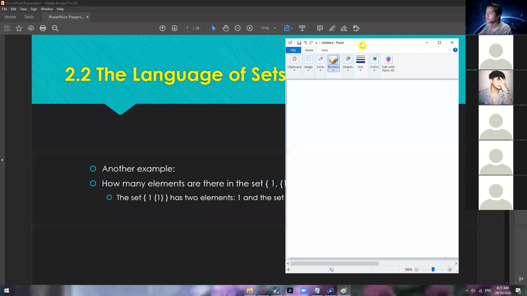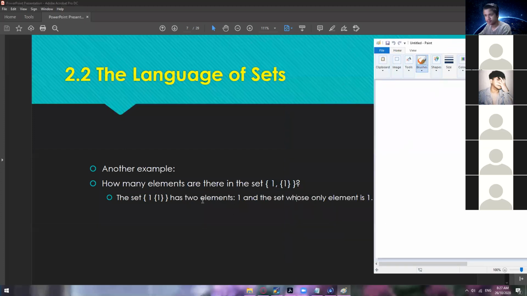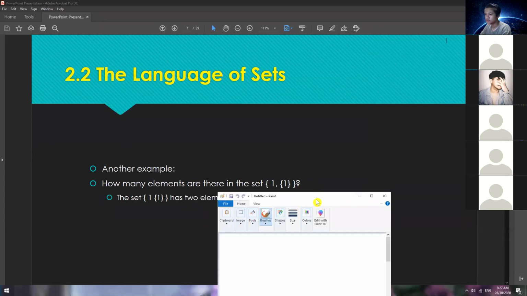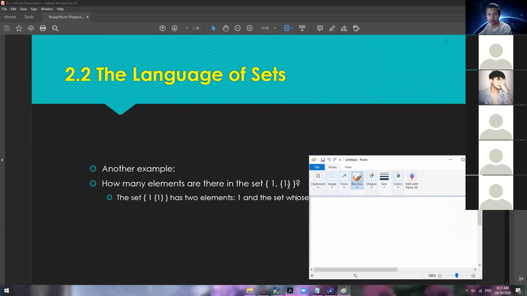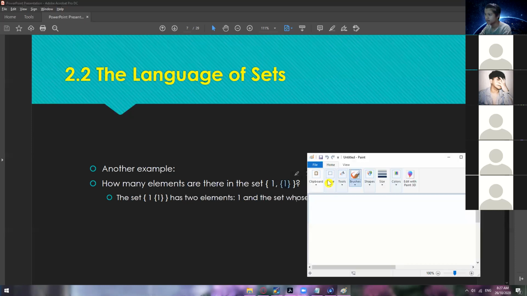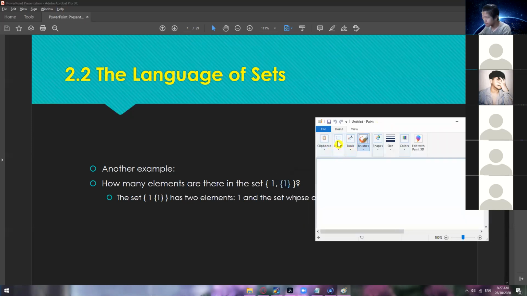So another example is how many elements are there in the set of this? How many elements? Two, sir. So this one contains 2 elements. Okay, that's correct, Miss Cario. So this one is already an element, and then this one is also an element. So you can think of a set as a box. So this is the box. Ito na yung first curly bracket natin.